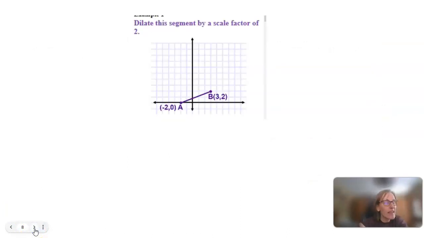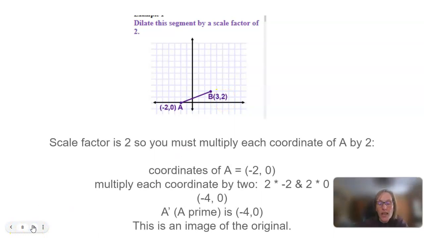So this can happen with a shape, it can happen with a line. That's what I'm going to use now. It says here to dilate the segment by a scale factor of 2. All right, so I see that this particular shape, this line, has 2 points. So we have to work with both points. It's really nice that the points are given to us. For A, X is -2 and Y is 0. For B, X is 3, Y is 2. So what I need to do is I need to multiply each coordinate in letter A by 2.